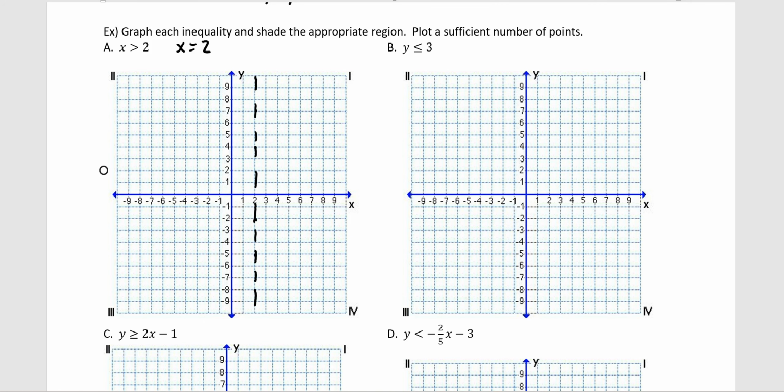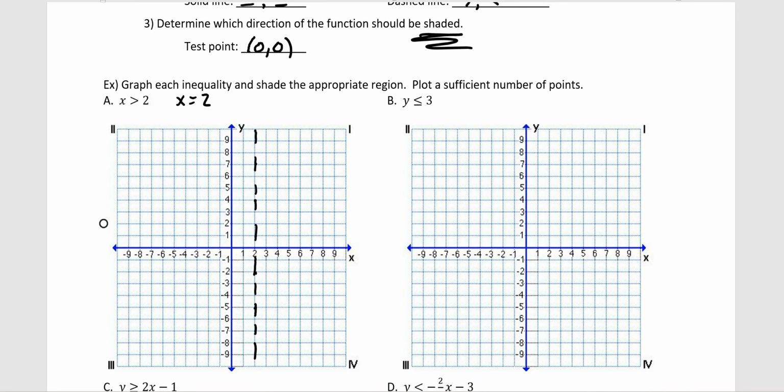When I said plug in a test point 0, 0, that means whenever there's an x or a y, put in 0. If we get a true statement, we shade the side that has 0, 0. If we get a false statement, we shade the side that doesn't have 0, 0. So for x is greater than 2, that would be 0 is greater than 2. Is that true or false? Well, that's clearly false. So I will shade away from 0, 0.